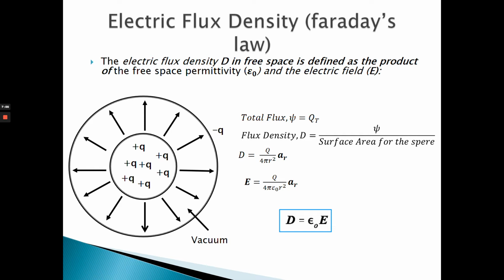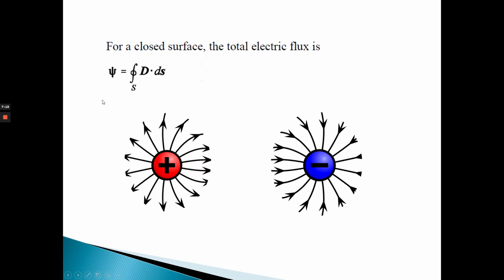I usually don't go so deep inside the derivation, but for the sake of your knowledge, you need to know this one. That's why I try to make it as easy as possible for you.